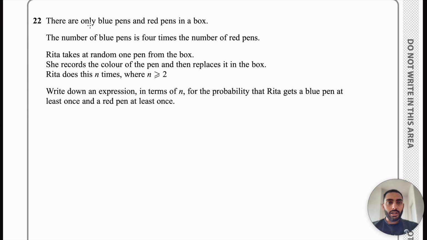Question 22. There are only blue pens and red pens in a box. The number of blue pens is 4 times the number of red pens. So I'm going to write blue to red is in the ratio 4 to 1 because the blues are 4 lots as many as the reds.